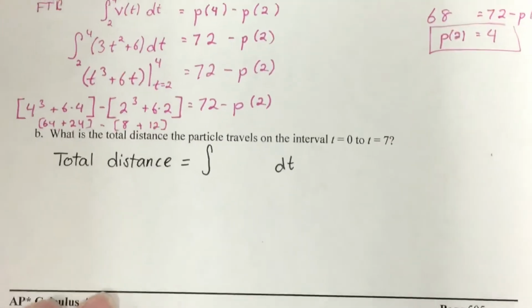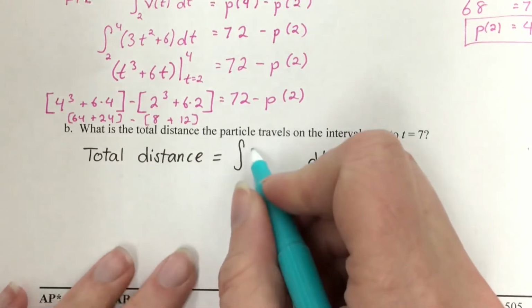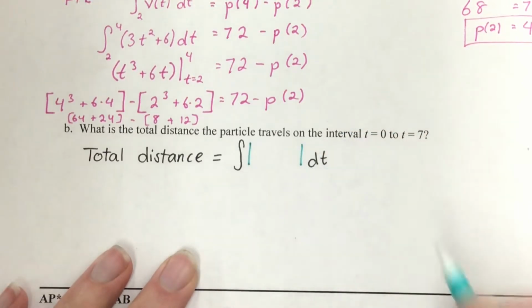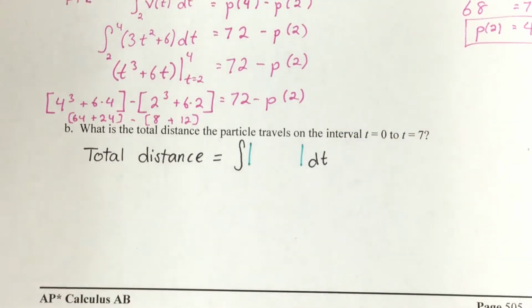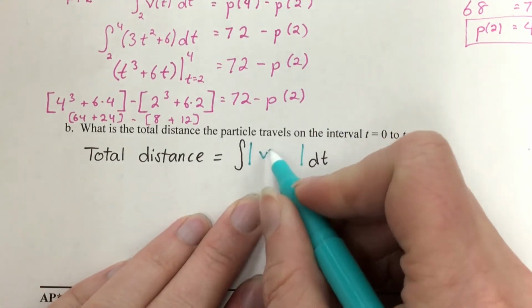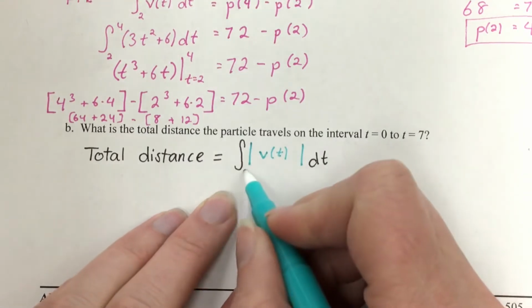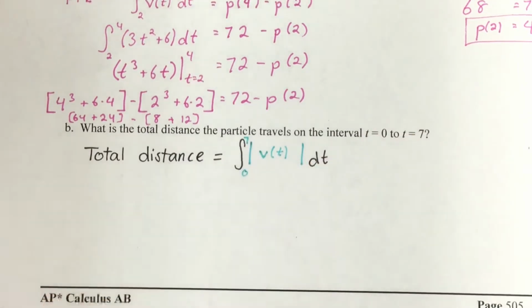Total distance equals some kind of an integral. We already talked about that. So the integral for total distance, that's the one where we have the absolute value, because we have to make everything positive to count where we travel left and where we travel right, where all that switching direction stuff is. So total, we need everything positive. So this will be absolute value of V of t. We're told that we're looking from 0 to 7, so I'm going to put 0 here and 7 here.